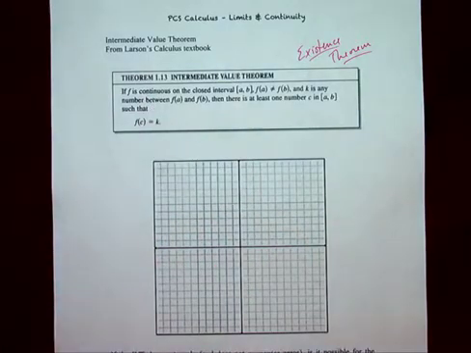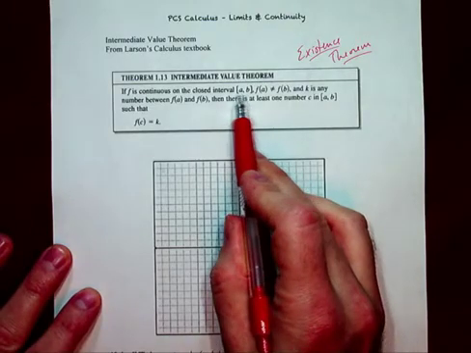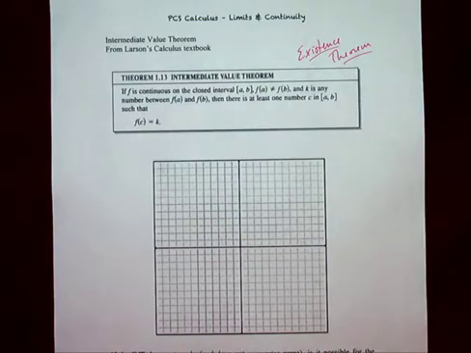So if f is continuous on some interval a to b, and f of a is not equal to f of b, and k is any number between f of a and f of b, then there is at least one number c in [a, b] such that f of c is equal to k. Now, here's what that looks like.